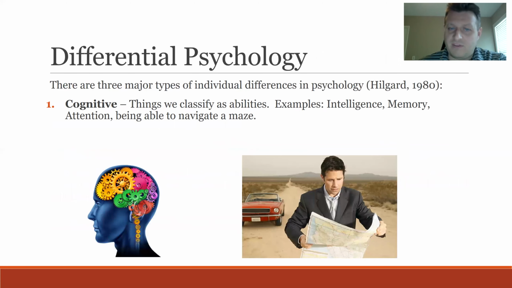All right, there are three major types of individual differences. The first type is a cognitive individual difference. And a cognitive individual difference, these are things that we're typically going to call abilities. So we can think of things like intelligence, memory, attention, how well you are at navigating a maze, or how good is your sense of direction. All of these things we would call an ability, and all of these things are cognitive individual differences. So my sense of direction is awful, so that would be very low for me. In this class, we're really not going to talk that much about cognitive individual differences, but this is a major type of individual difference.